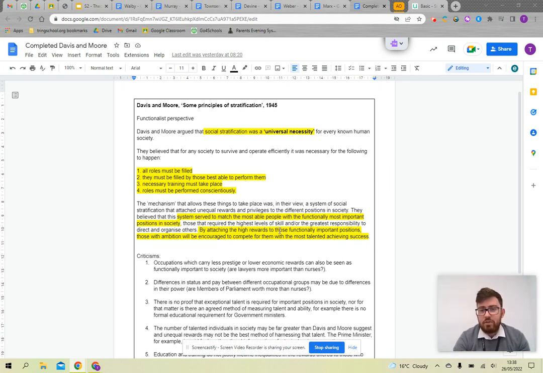By attaching the high rewards to those functionally important positions, those with ambition and skill would be encouraged to compete for them, with the most talented achieving success. So, using this system, we should theoretically have the most able, the most talented, the best possible people in the most important positions in society.